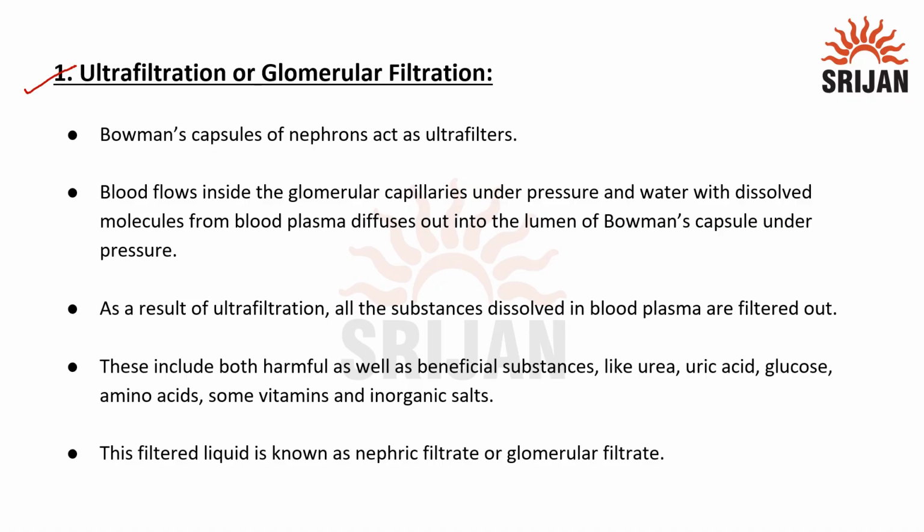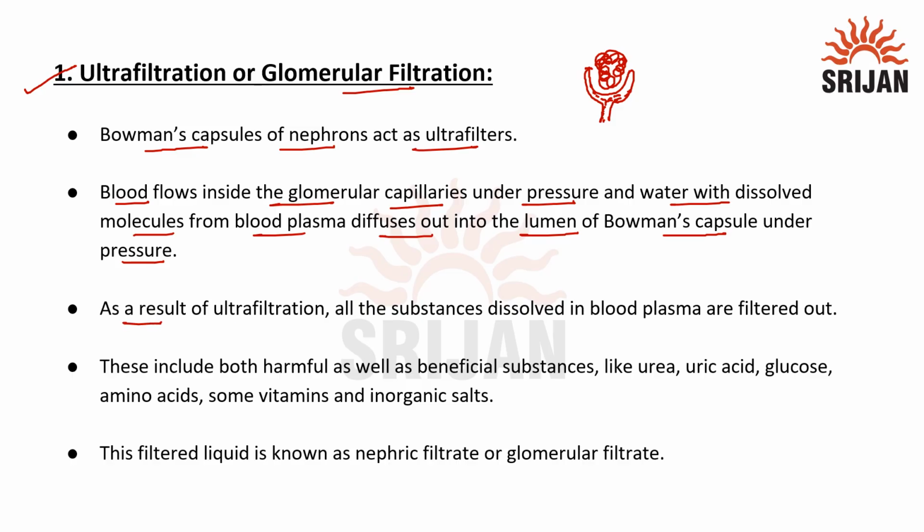First is ultrafiltration or glomerular filtration. Bowman's capsules of nephrons act as ultrafilter. Bowman's capsule is a cup-shaped region, and inside this cup-shaped region we have a tuft of capillaries called glomerulus. Here the ultrafiltration will take place and the filtrate will be collected in this Bowman's capsule. Blood flows inside glomerular capillaries under pressure, and water with dissolved molecules from blood plasma diffuses out into the lumen of Bowman's capsule under pressure.